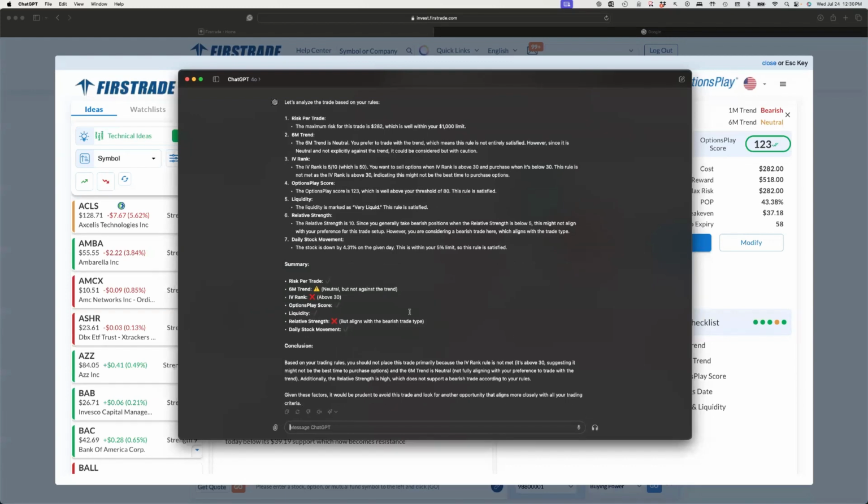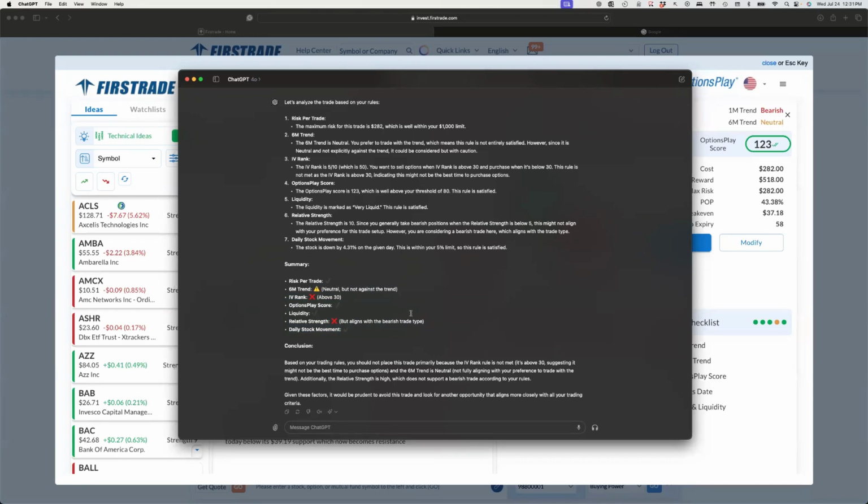So as you can see, risk per trade, it's good. 6 month trend is neutral, so I'm not trading against the trend, but it's not really also in my favor. The IV rank is above 30, so that doesn't quite jive with my strategy. The options play score is good. The liquidity is good. The relative strength does not align, and the daily stock movement does align. So out of my 7 rules, 4 rules were met. 3 of the rules were either inconclusive or I'm actually breaking my rules, right?